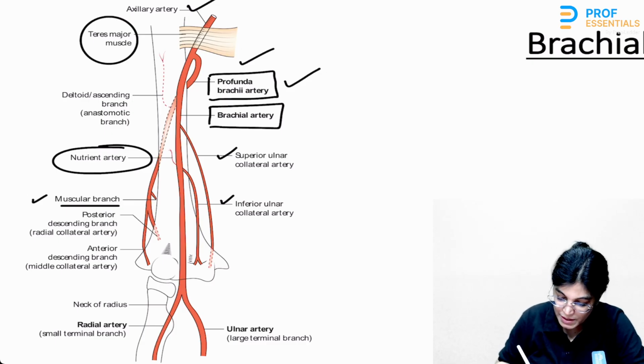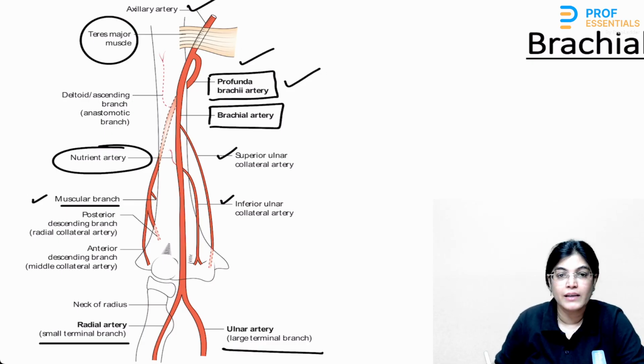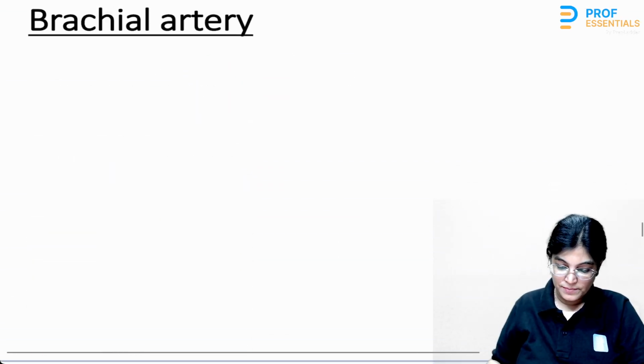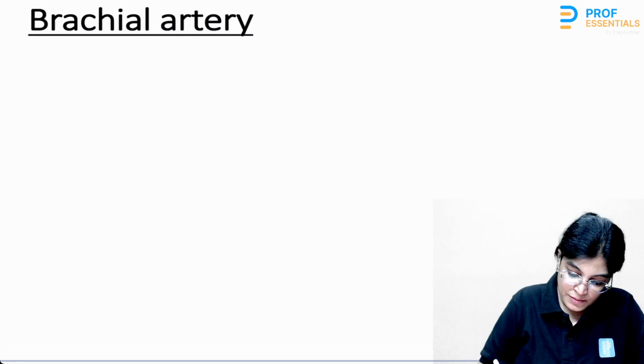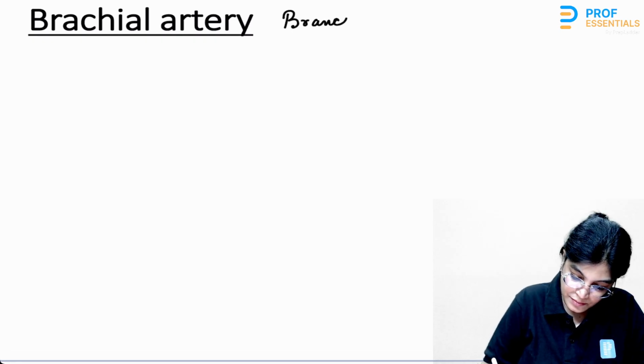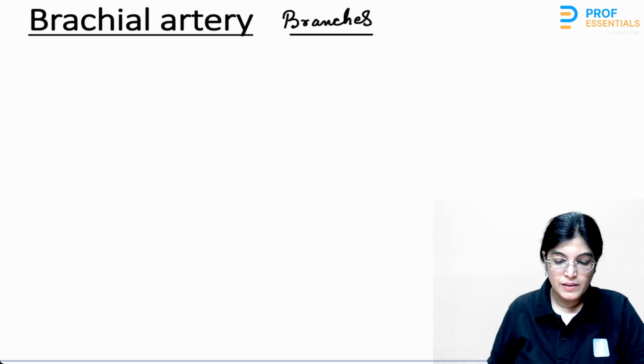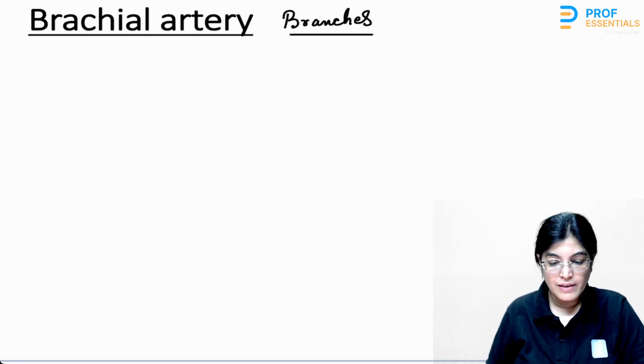It gives two terminal branches, radial and ulnar artery. So all these are the branches of the brachial artery. I want everybody to write about the branches of the brachial artery. It is important for us to know them.